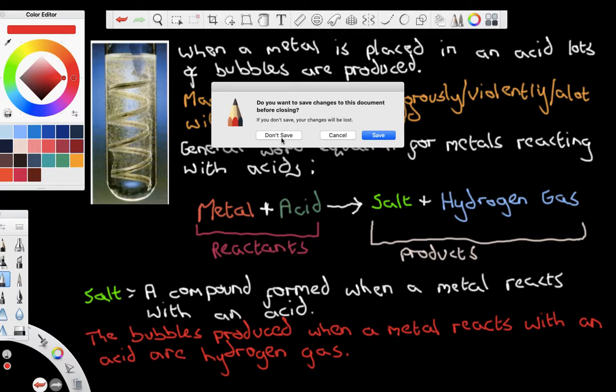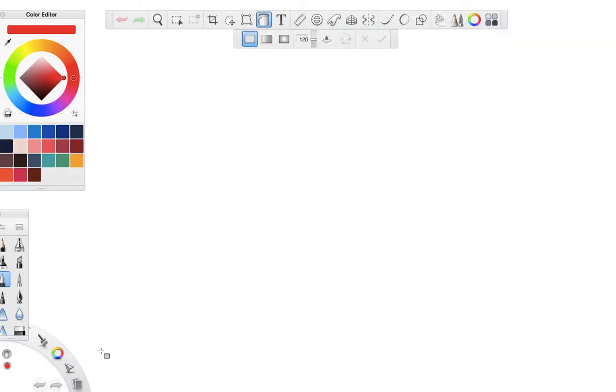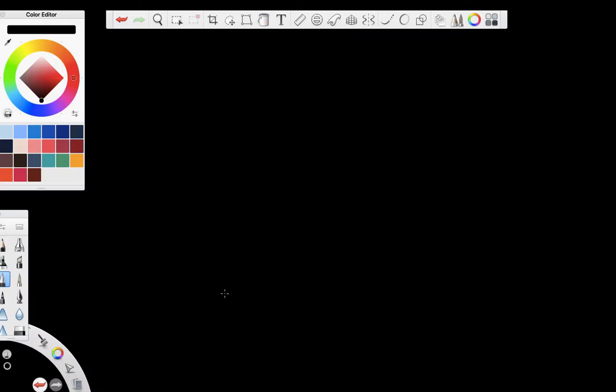So if we can refresh the screen, remember you can pause it whenever you like. So if you didn't get everything down that you needed, that's okay. You can pause the video and press play when you're ready. I'd like you to put the subheading naming salts.